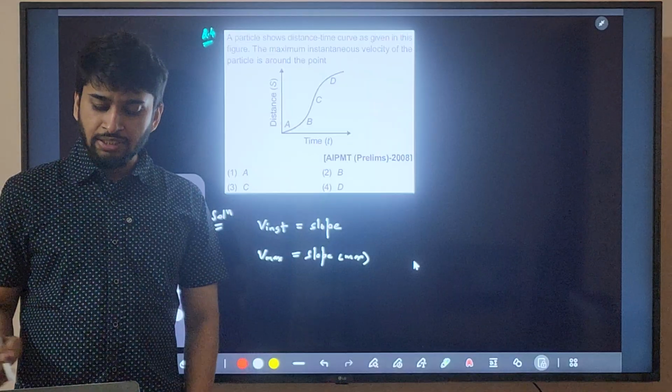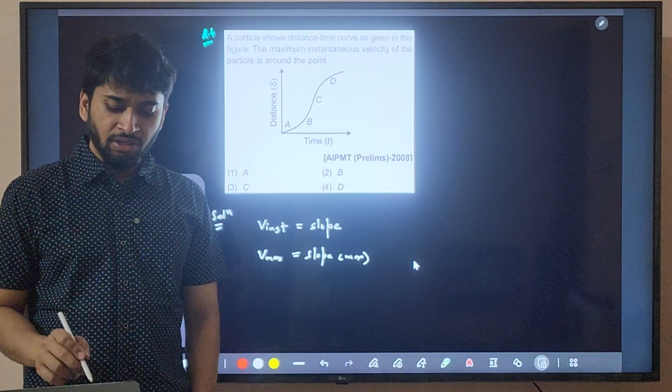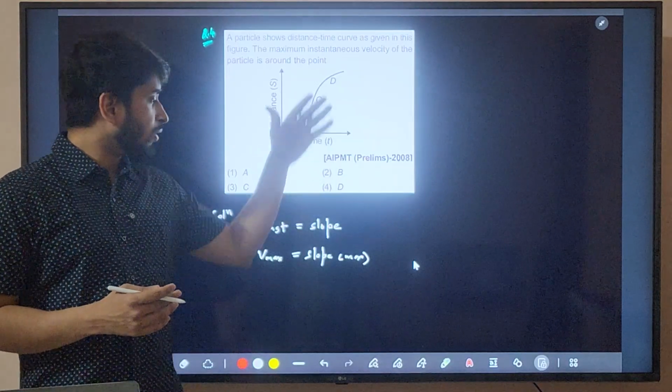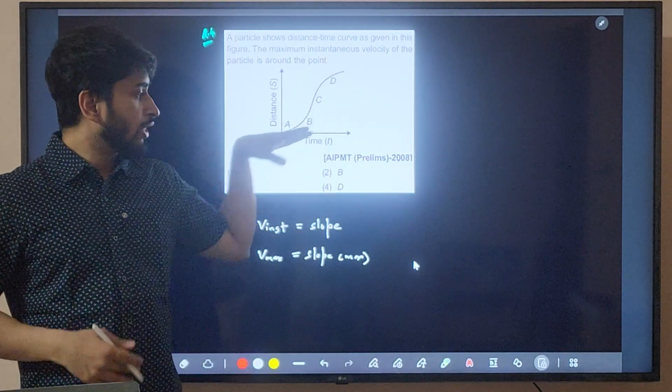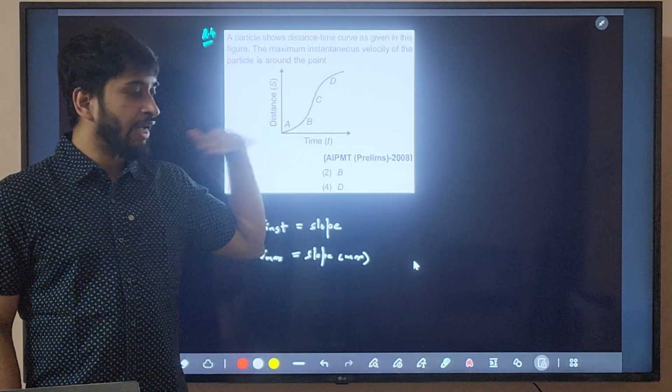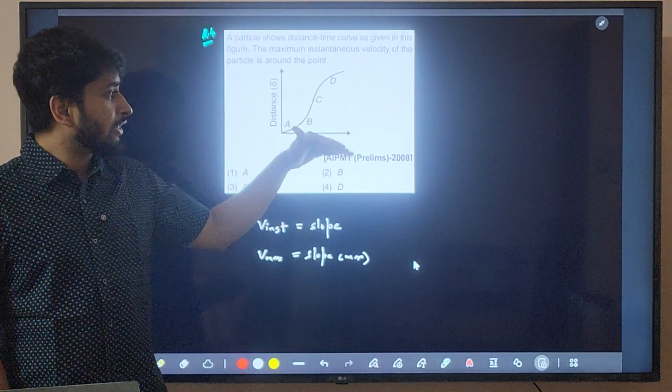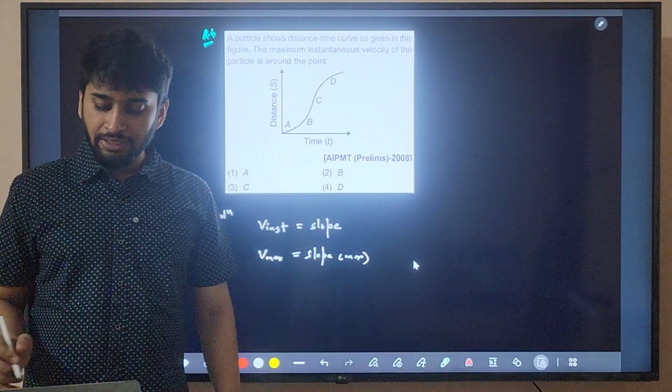So for slope to be maximum, the angle made by the tangent should be the highest, because slope increases with the angle. Tan theta is an increasing function. So if theta increases, tan theta will also increase. So at whichever point the angle with the positive time axis is highest, at that point the slope will be the highest.